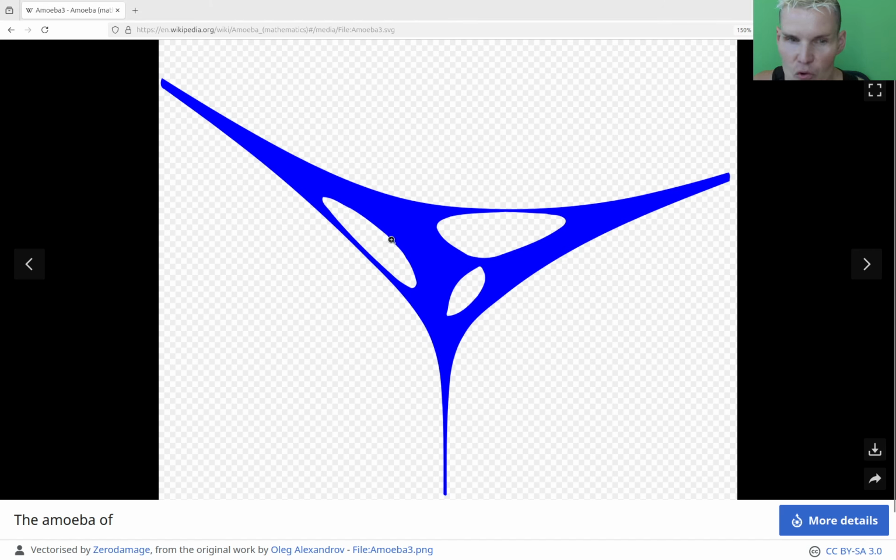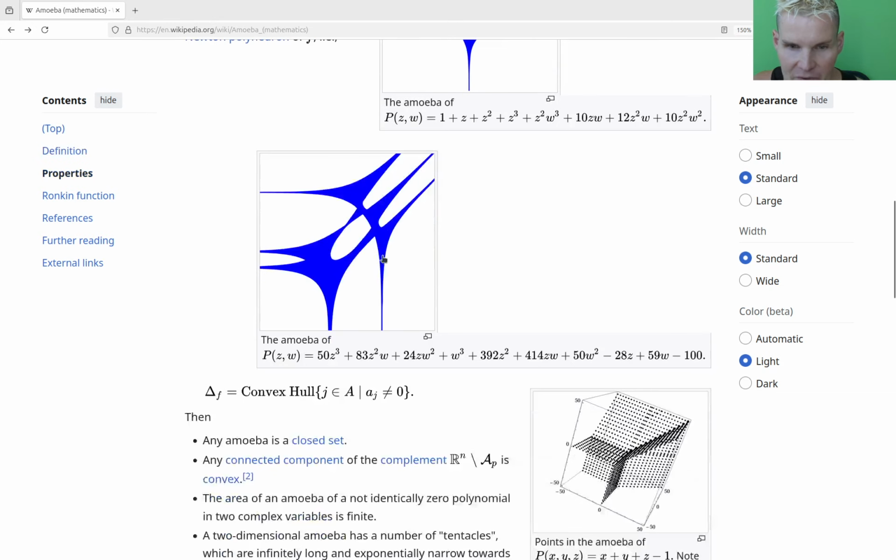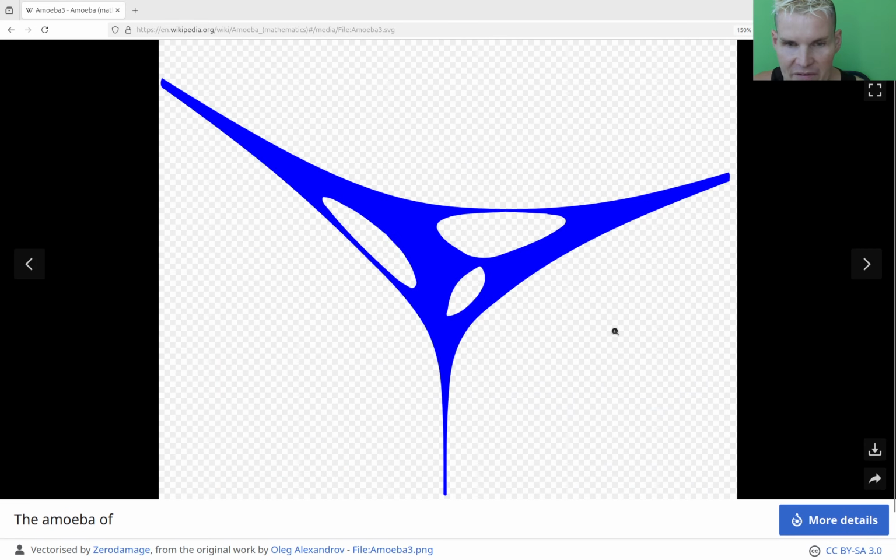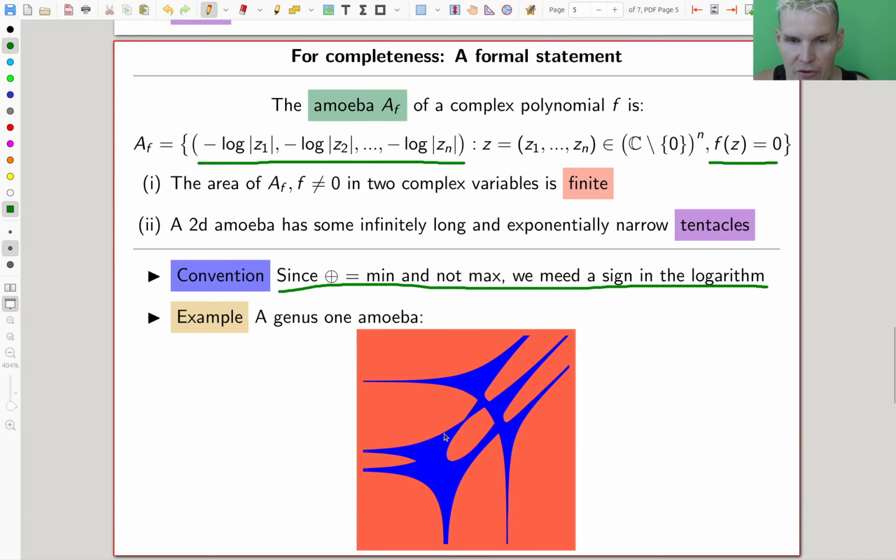So here's another amoeba. And there are plenty of those. Here's a very nice one. And you, of course, can do that in higher dimensions as well if you want. So it's really a fun complex analysis topic. As far as I can tell, it goes back to the 1970s-ish. Okay, so far so good.